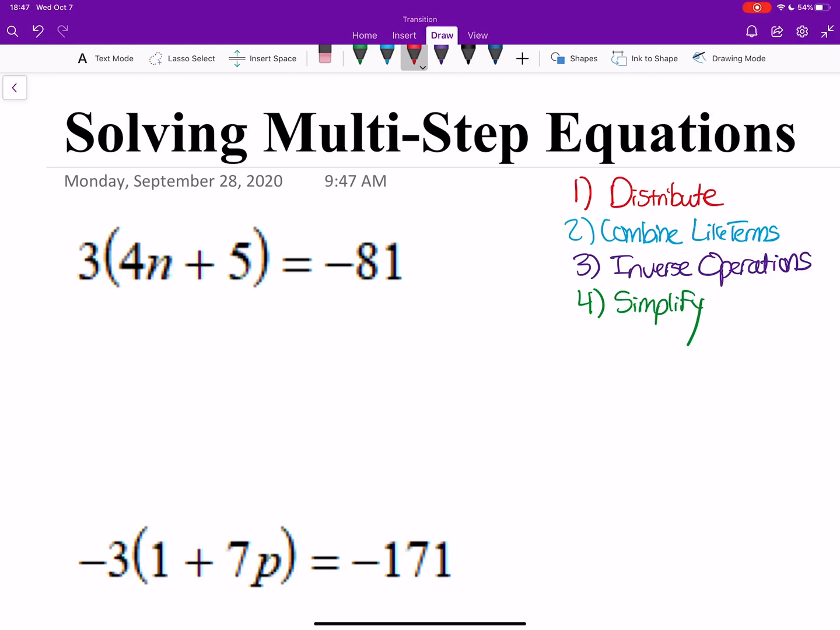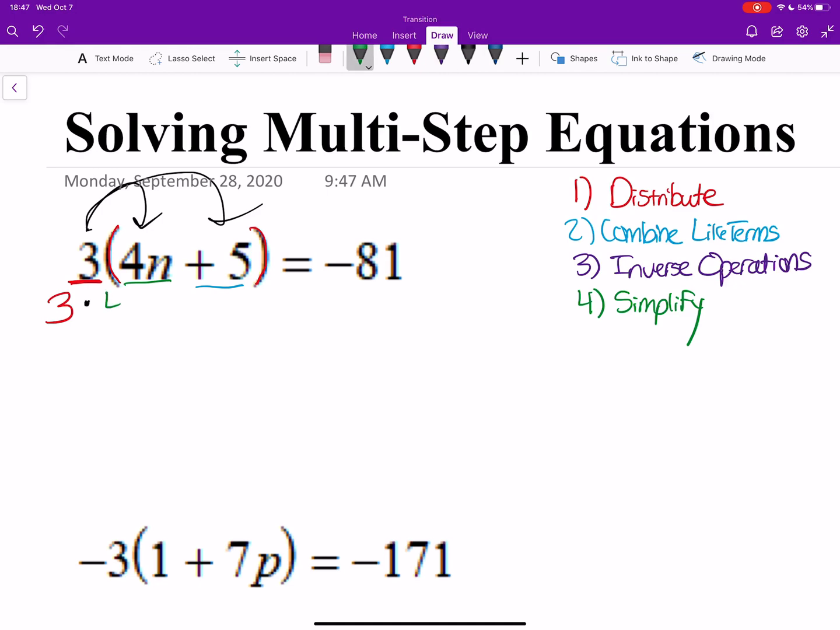I have to do step one on this first problem, distribute. I know I have to do this because I see this set of parentheses here. So identify what it is I'm going to distribute. It's that 3, which means I need to multiply the 3 times my first term, 4n, as well as 3 times my second term, which is 5. And I like to write this all the way out. You don't have to do this. This is just a personal preference.